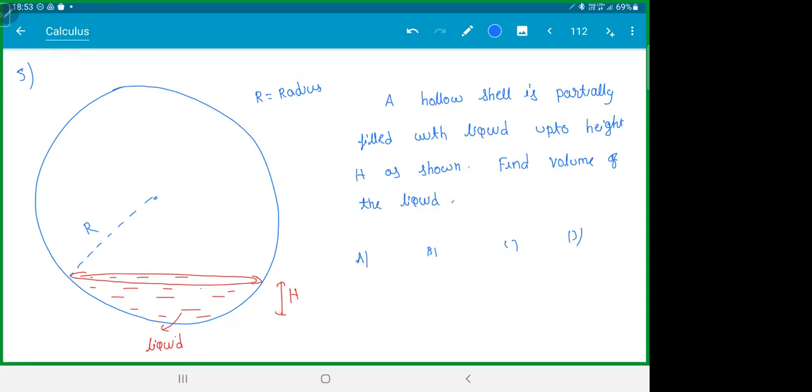4 pi r minus h cube by 3. Suppose if I have to guess this, how will I guess? Can anyone tell me? Because at the end of the day, in the exam what matters is, did you get the answer or not? No one cares how you got it. If you can eliminate 3 options and got the answer, you should mark it and come.